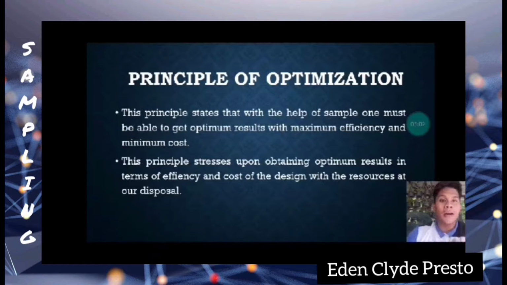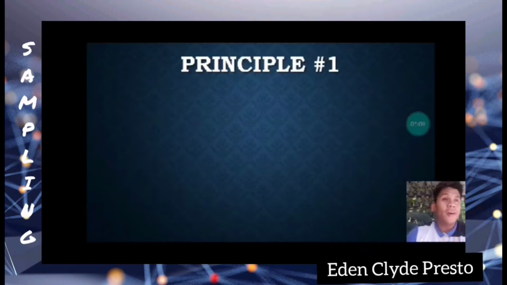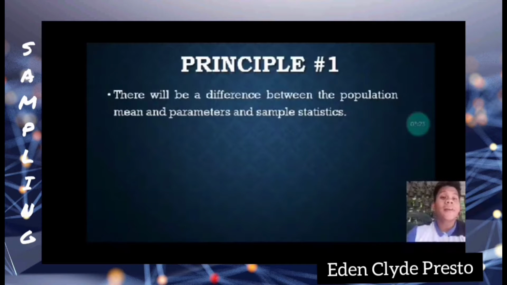I just want to add some research according to readinggrace.com. There are four principles of sampling, so it's another set of principles. Principle number 1 states that there will be a difference between the population mean parameters and the sample statistics. The reason for this is that the sample is only part of the population but not the whole population itself.